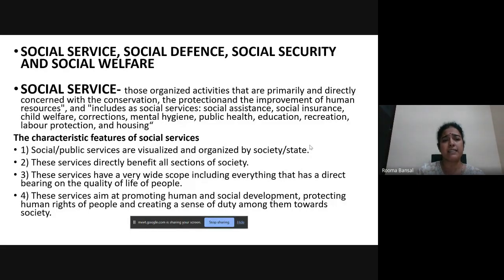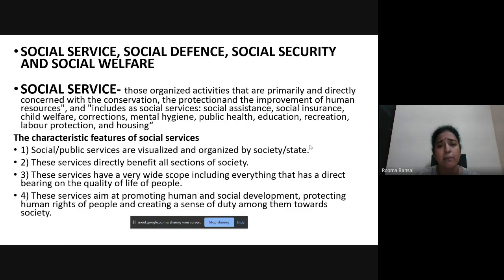Now we can discuss the features of social services. Social and public services are visualized and organized by society and state. These services directly benefit all sections of society. Like you can take the example of any government hospital. You are a beggar, or a rickshaw puller, or any person working with a good organization. Anybody and everybody can go to the government hospital, though it takes time there because of the gathering and the rush. But these directly benefit all sections of our society.